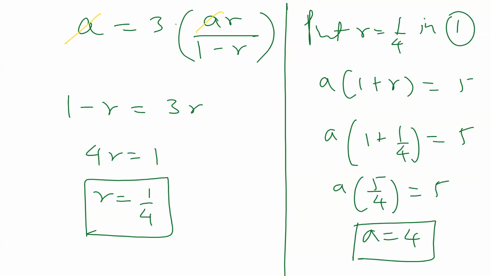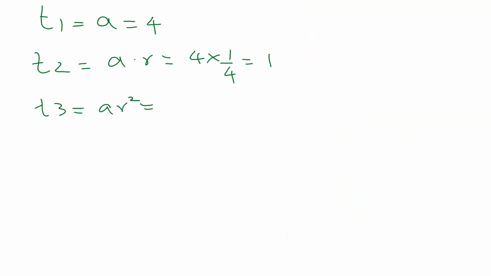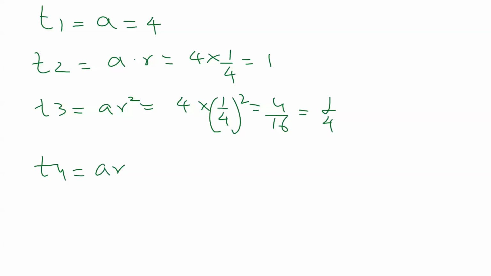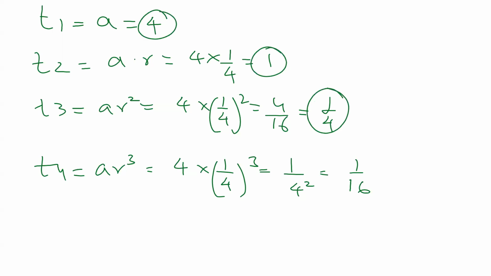The GP I'm going to write right now. T1 is equal to A, which is equal to 4. T2 is equal to A into R, 4 into 1 by 4, which is equal to 1. T3 is AR square, 4 into 1 by 4 the whole square, 4 by 16, which is equal to 1 by 4. T4 is 4 into 1 by 4 the whole cube, so 1 upon 4 square, it will be 1 upon 16. So the GP is 4, 1, 1 by 4, 1 by 16, and this is an infinite GP. Use infinite GP only when it is asked.